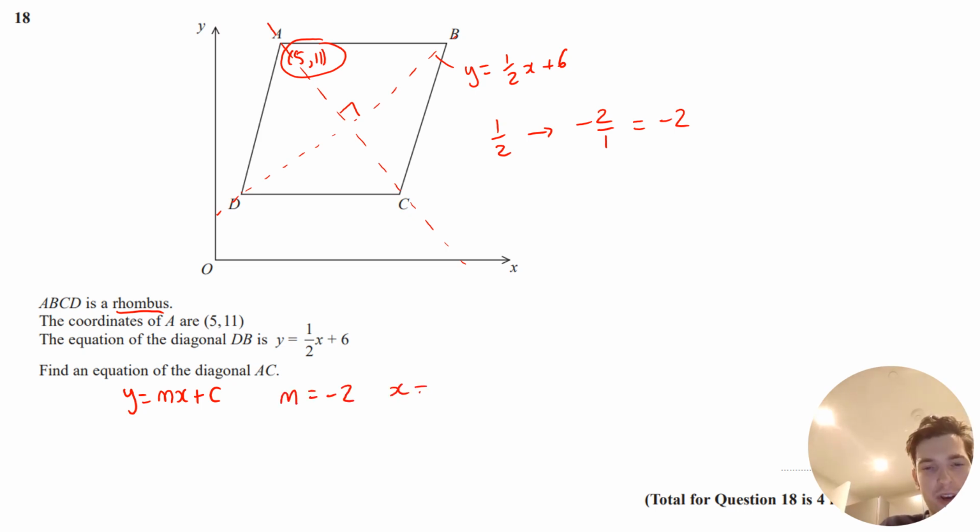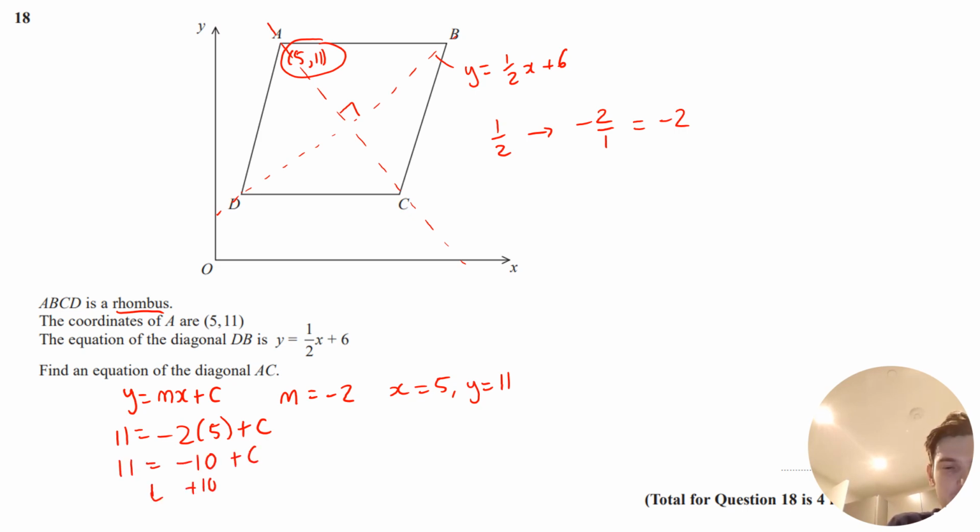And I also know that x is 5 and y is 11 for my coordinate. So let's substitute that in. 11 equals minus 2 times by 5 plus c. 11 equals minus 10 plus c. Add 10 to both sides. C equals 21. So I can write in my equation y equals minus 2x plus 21.